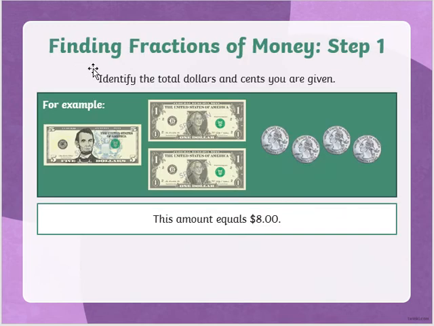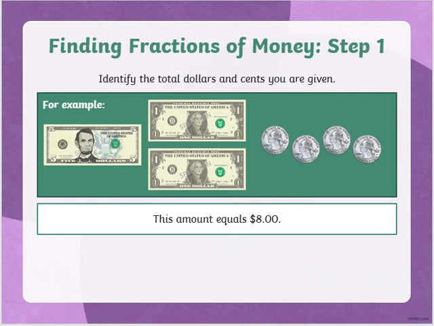Now, let's look at these through a few simple steps. Finding fractions of money: with step 1, you need to figure out the total amount of dollars and cents that you've been given. For example, you have a $5 bill, 2 $1 bills, and 4 quarters. So this amount equals $8. 5, 6, 7, and then 4 quarters equals another dollar, which would be $8.